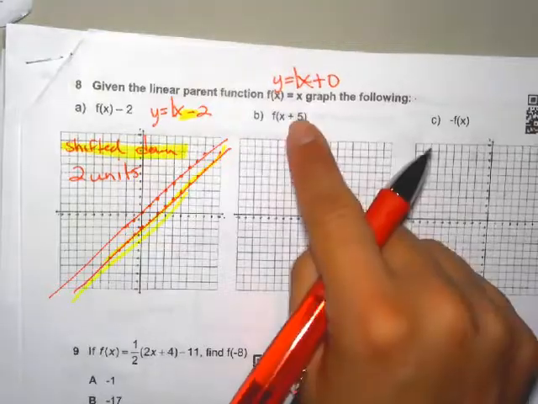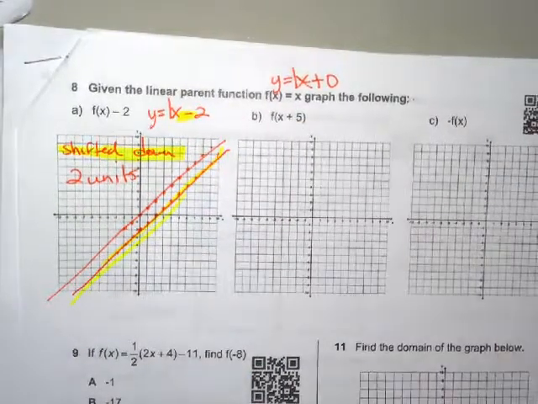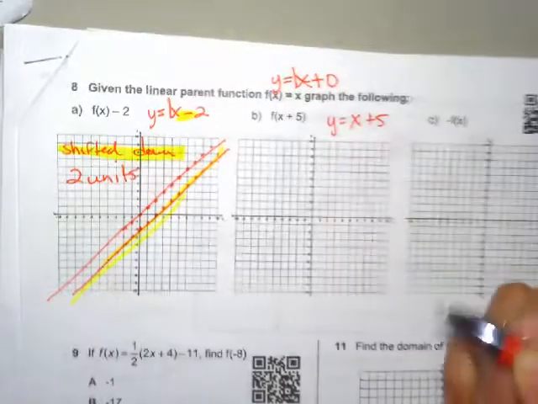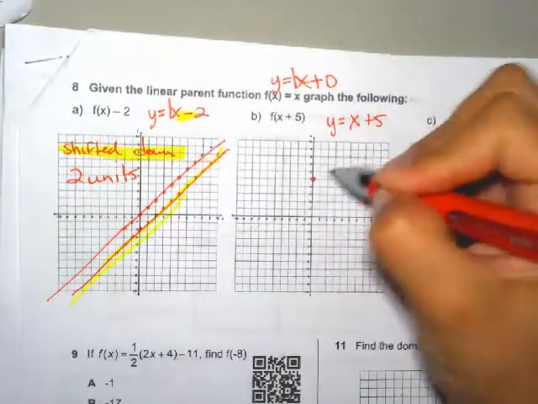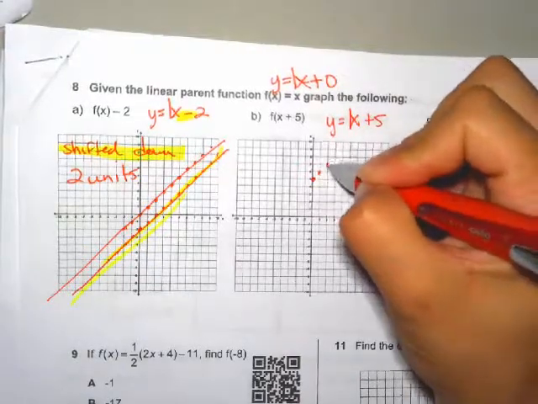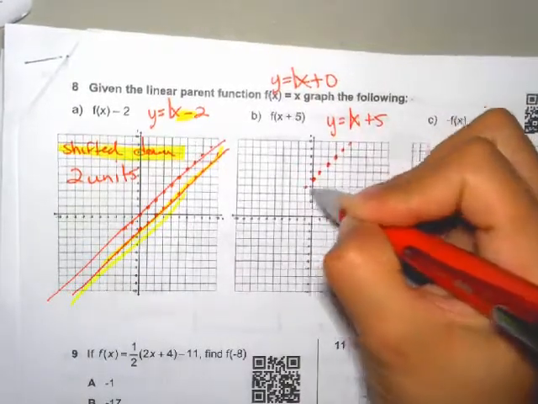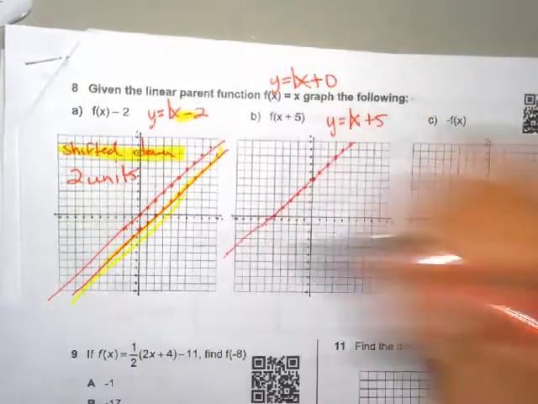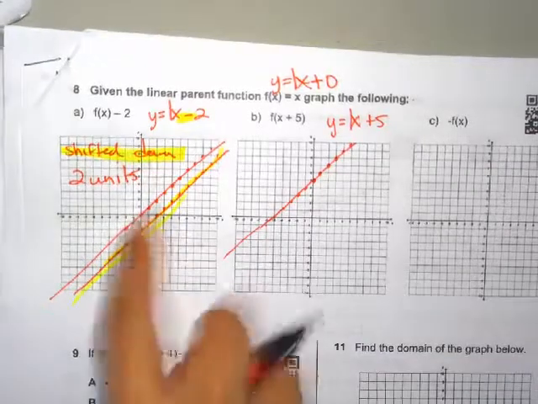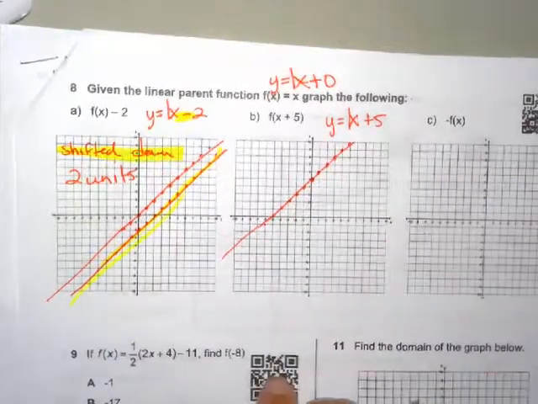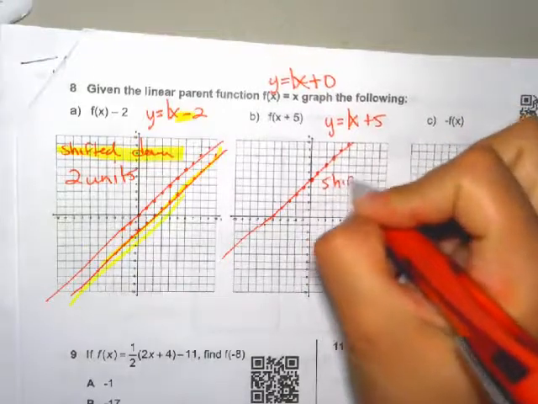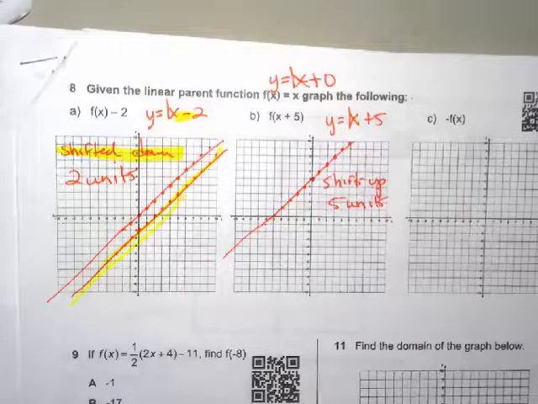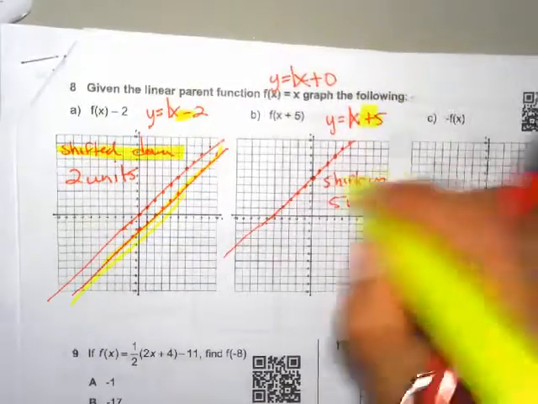What do you think is going to happen over here? We add 5. Exactly. So our equation was y equals x, but now it's y equals x plus 5. So my y-intercept is 5. My slope is still 1. So up 1 over 1, up 1 over 1, up 1 over 1. Run out of room, so the other way. Compared to this first one, this one is shifted up. So write down shifts up 5 units. So when we add, it shifts up.